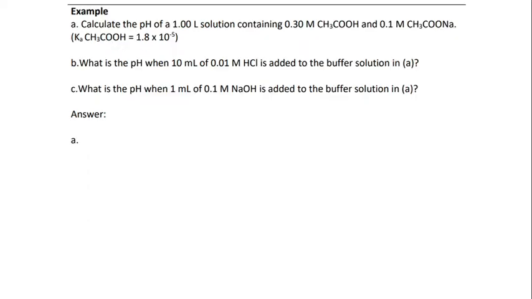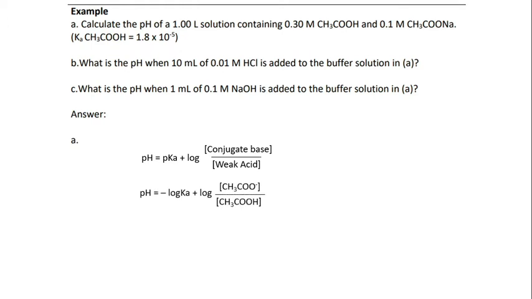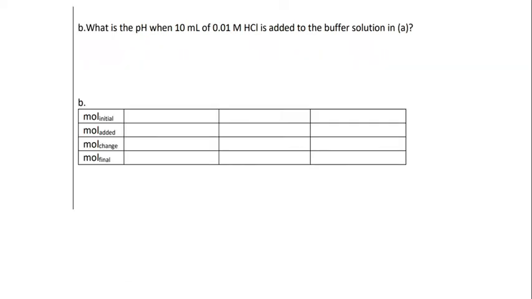To answer these questions, the first step is to write the formula. Question A is easy because there is no addition of strong acid or strong base, so we use the formula straight away. So pH equals pKa, which means negative log Ka, plus log of conjugate base CH3COO minus over weak acid CH3COOH. Substitute the values and we will get the pH of the solution is 4.27.